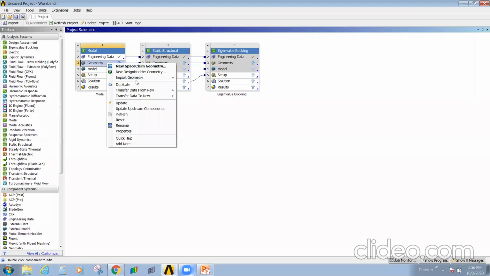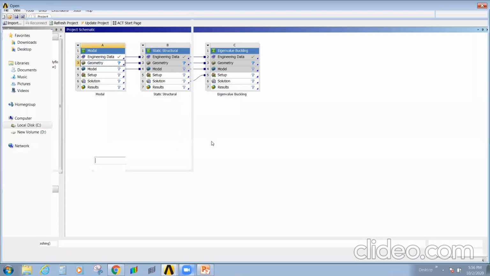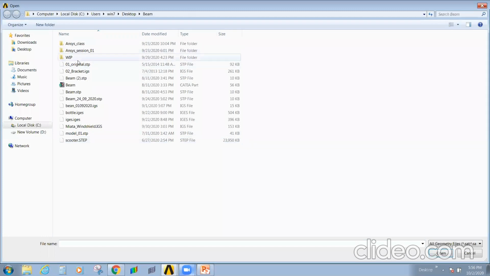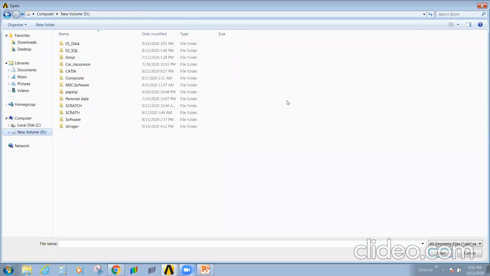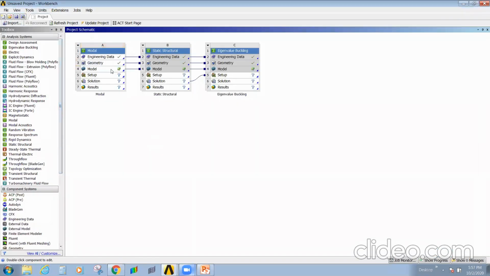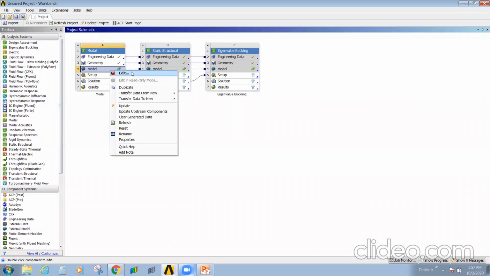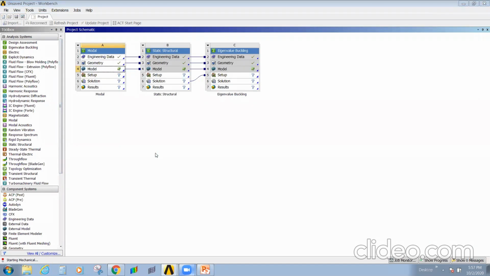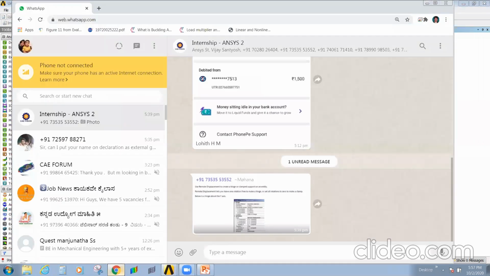So import geometry, browse. Is there any stringer? No, stringer is here. So I'll explain you first what the component is, so that you'll be familiar for what exactly it is.